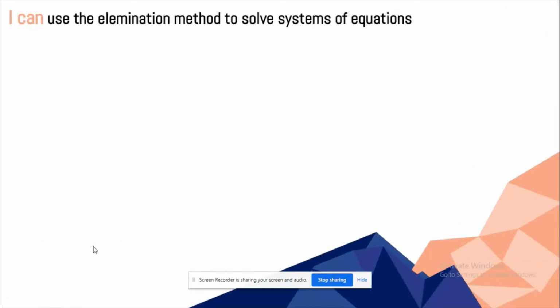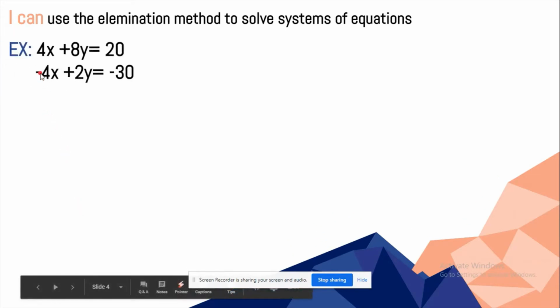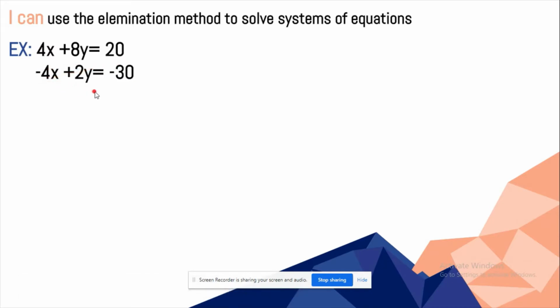I can use the elimination method to solve a system of equations. Here's an example. We have 4x plus 8y equals 20 and negative 4x plus 2y equals negative 30. So the first step is you have to add both equations to each other. So 4x minus 4x is 0x. You don't really have to write the 0. And we have 8 plus 2 is 10y, and 20 minus 30 is negative 10.